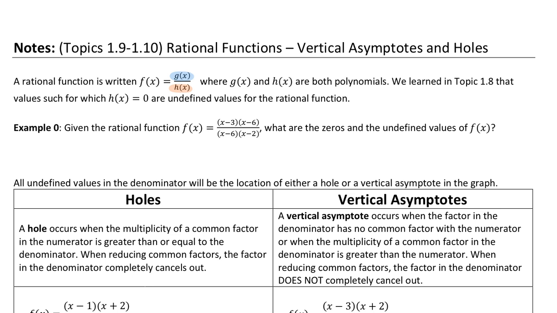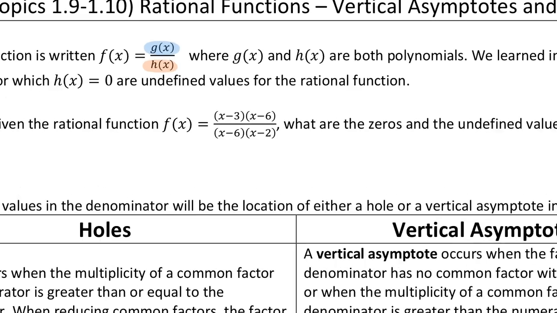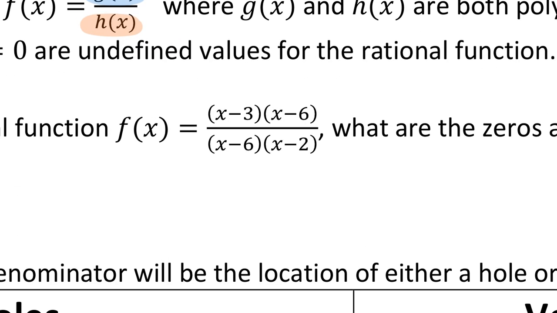So again, example 0 is our review, and we just did a quiz over this, so we kind of remember. If we have this rational function, (x minus 3)(x minus 6) divided by (x minus 6)(x minus 2), we're going to try to find the zeros and the undefined values. First things first, do you guys see that there are some similar terms in the numerator and denominator? Based on what we just learned from our quiz, what should we do first?